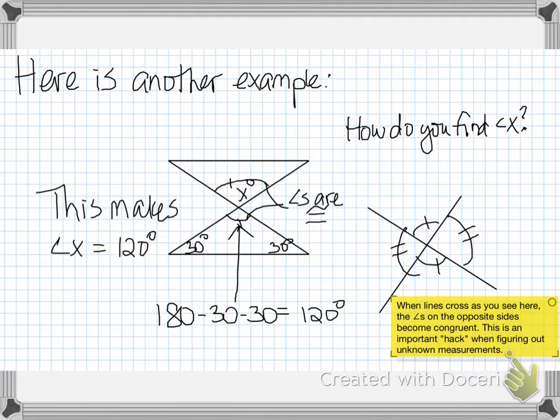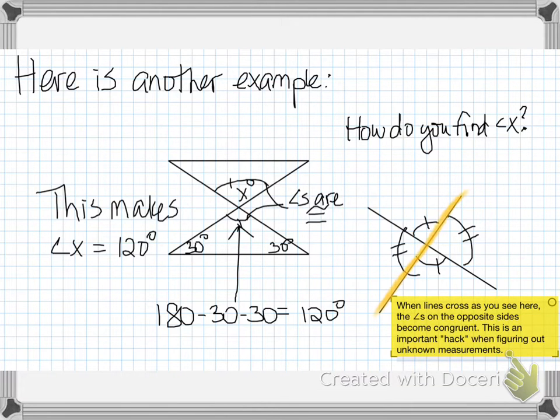Here's another example. How do you find angle X? When lines cross as you see here, the angles on opposite sides become congruent. This is an important hack when figuring out unknown measurements. This is what that means, and let me show you by color what I'm talking about.